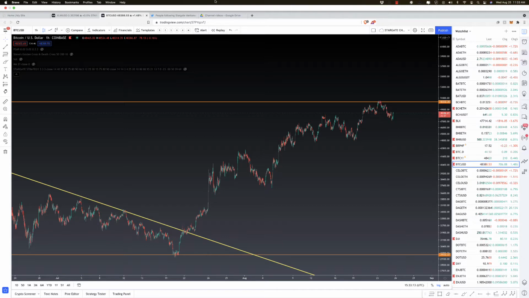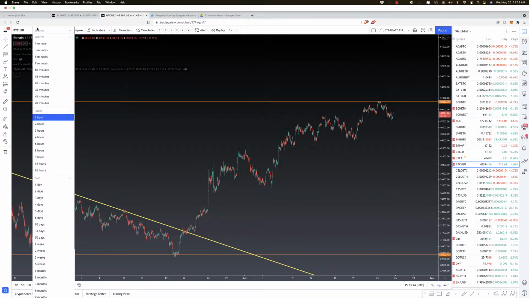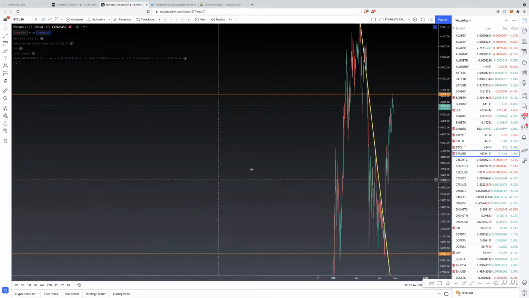What's up, guys? I just want to give you a quick market update, what I'm seeing with everything right now. I'm going to start off with Bitcoin, then we're going to go into Ethereum, XRP, and then just go down the list of a ton of coins. So I'm going to start on the daily chart.